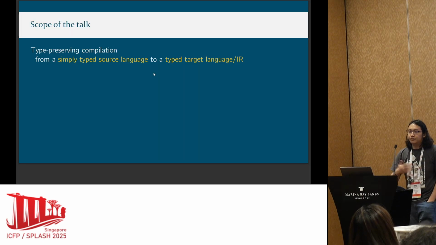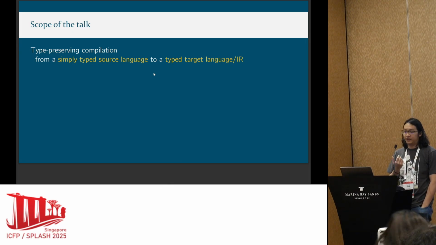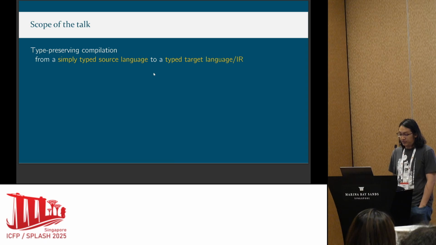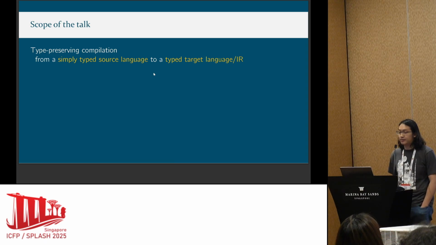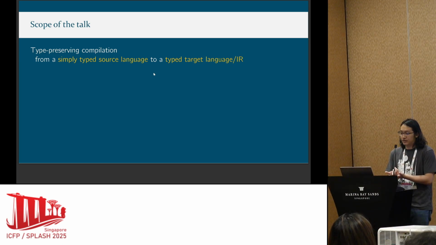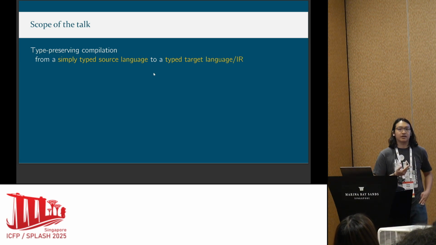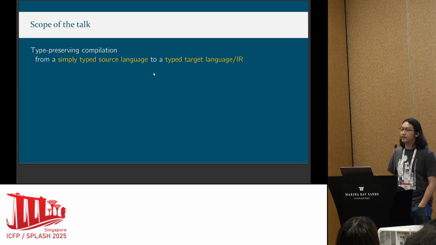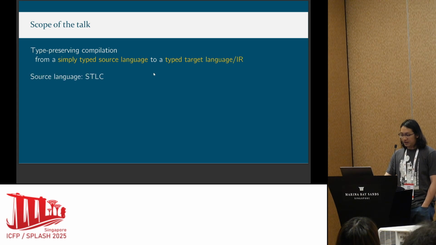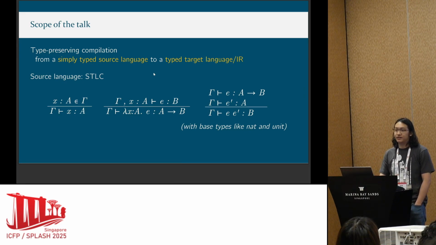So the scope of this talk is that we're thinking about type preserving compilation from a simply typed source language to some kind of typed target language. The idea I'm trying to introduce solves the problem of how do I know what the behavior is of my compiled target code, and how do I verify it if I have some specification after compilation.